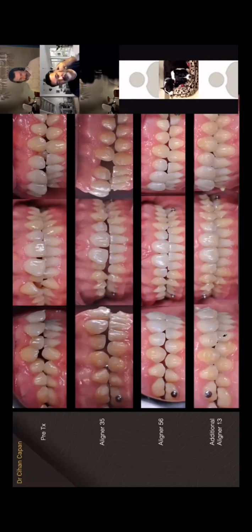But I told Mr. X that we can do it better. I didn't like the bite over the laterals. We can do a little bit more IPR on the lower, and we can extrude the upper anterior a little bit for a better bite. So I asked him, can we go with additional aligners? And he said, okay, we can go with it.